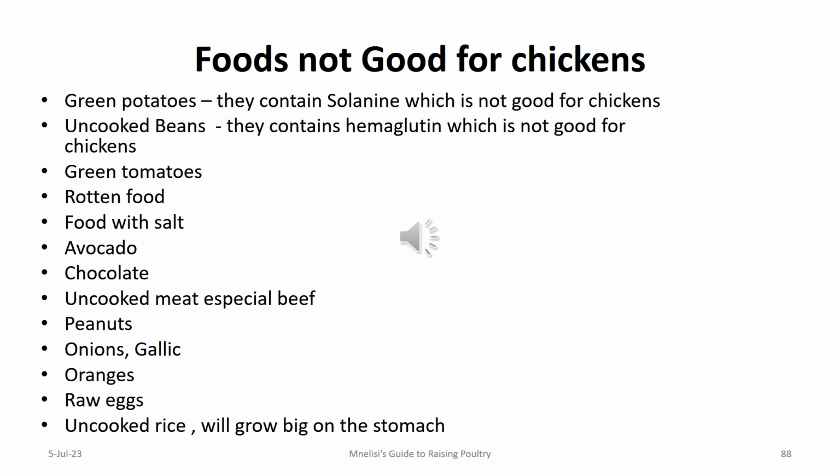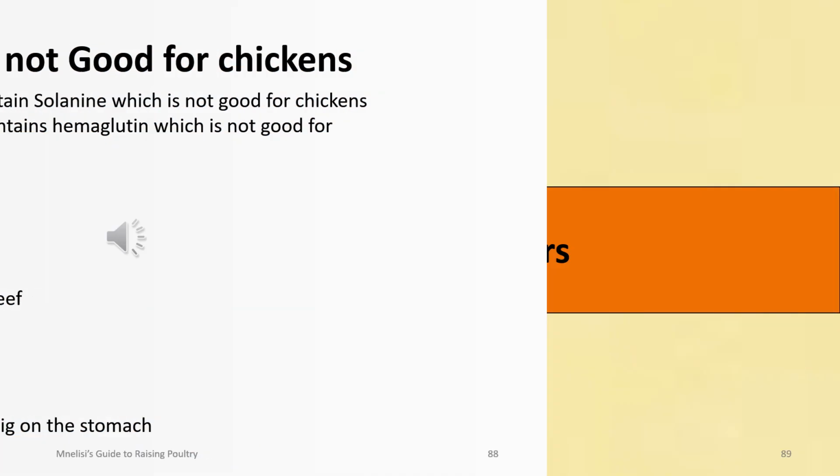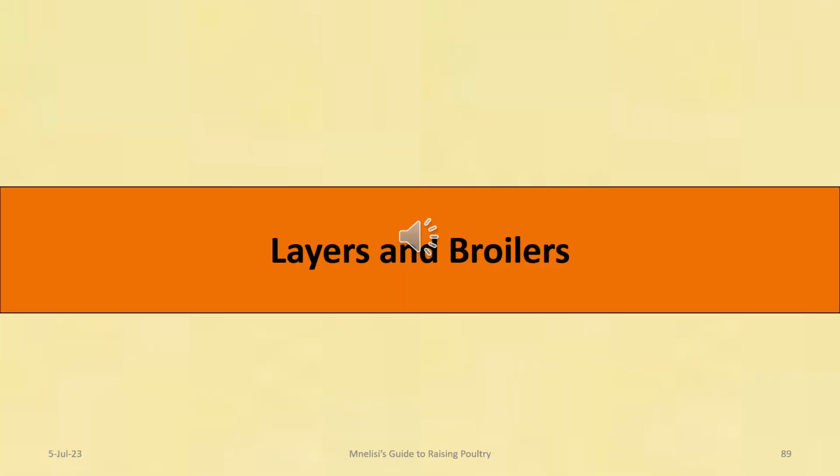Green tomatoes. Rotten food. Food with salt. Avocado. Chocolate. Uncooked meat, especially beef. Peanuts. Onions. Garlic. Oranges. Raw eggs. Uncooked rice. Uncooked rice will grow in the chicken's stomach. In this chapter, we are going to be looking at the layers and broilers.